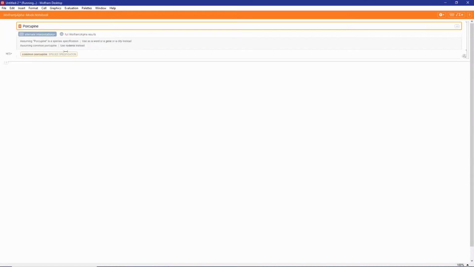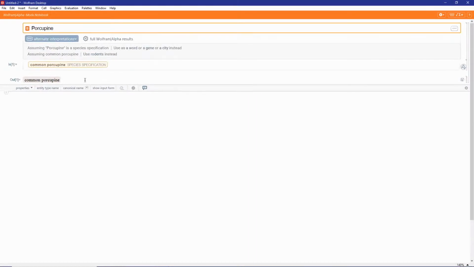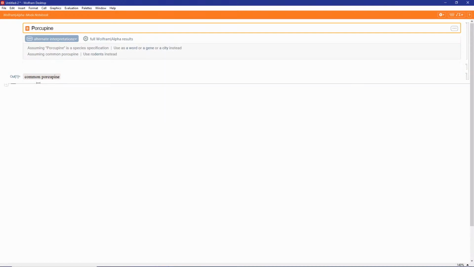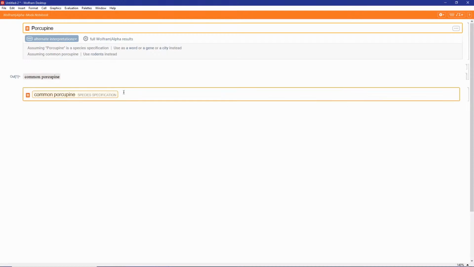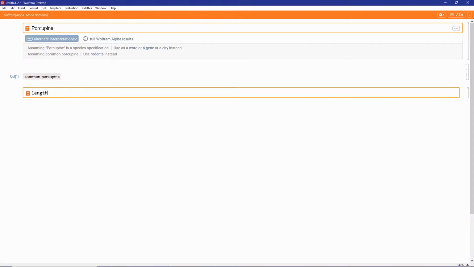You want to just zoom in a little, Zach? Oh yeah, I got it. Thanks. We have common porcupine. But the interesting thing is that this is an entity. So if I copy this and paste this, this is an entity that I can use programmatically. So I could do length of a porcupine.